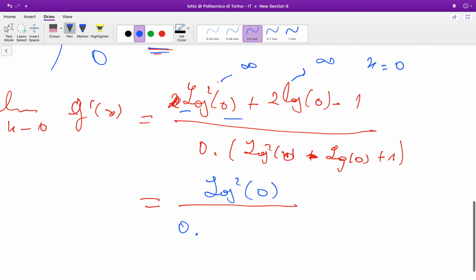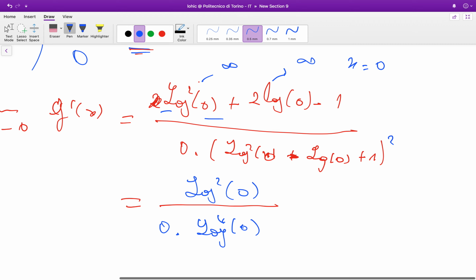Now below we have 0 times. Here we can also take the most important one, square, thank you. So it will become log 4 of 0, right? That's the most important one, because this square, when you square it, becomes log to the power 4. Is that clear for all of you? Is that clear for you? Is it clear? Okay.